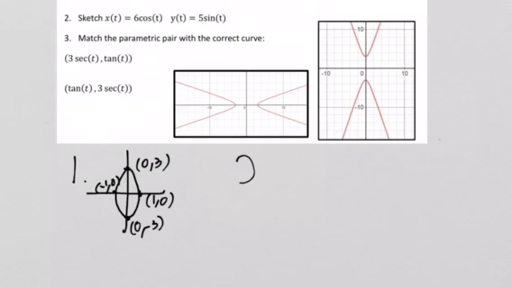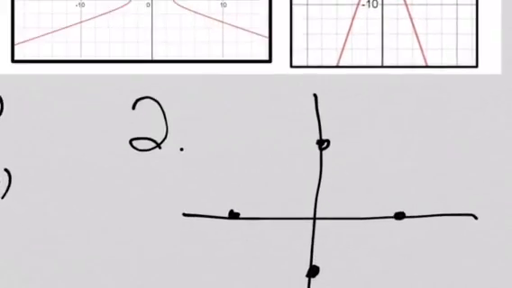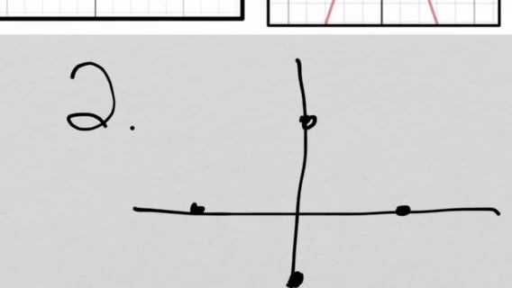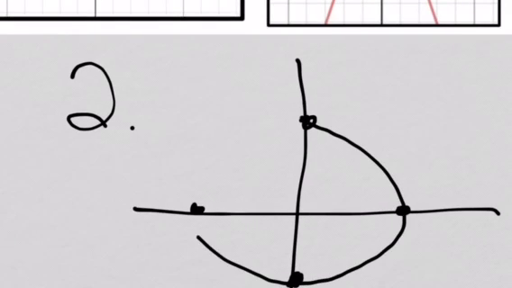So then we'll do number 2, 6 cosine t, 5 sine t. So again, let's draw our axes. Then we can do our points. And this is going to look kind of circular because the semi-major and the semi-minor are almost the same. So now we can connect our points here.